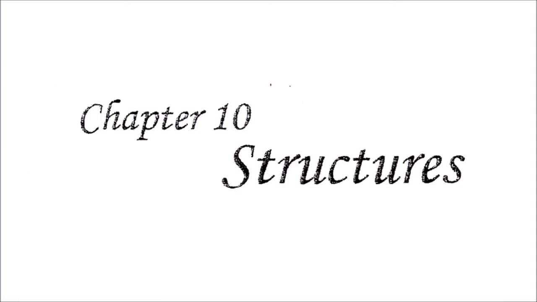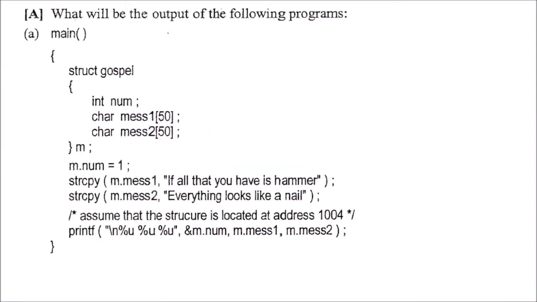This is chapter number 10, structures. First, what will be the output of the following program? We have main, and inside this we have a structure with three elements. We have made a structure variable, assigned 1 to the number, and copied the content to message 1 and message 2.